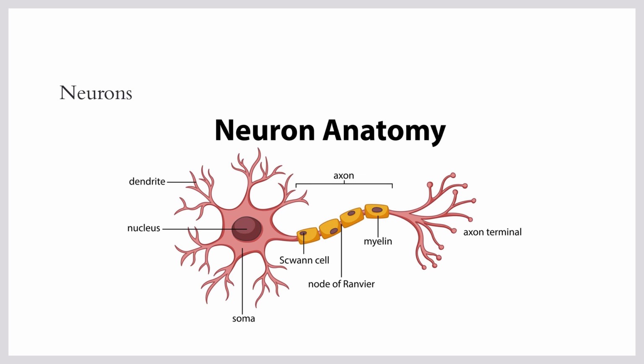You do have three different types of neurons. You have motor neurons, sensory neurons, and interneurons. What those interneurons do is they connect the sensory and motor neurons. So you see how all of these guys kind of work together.